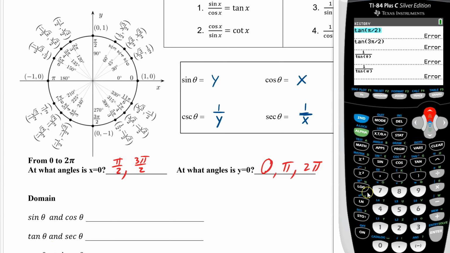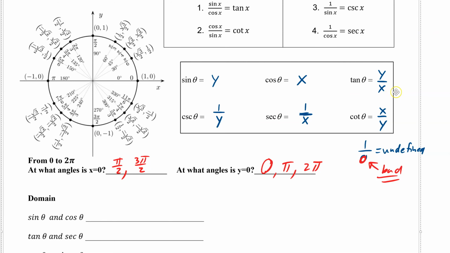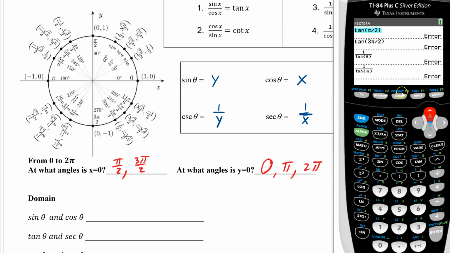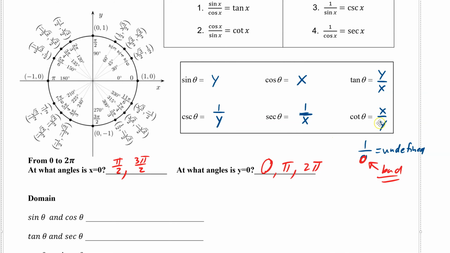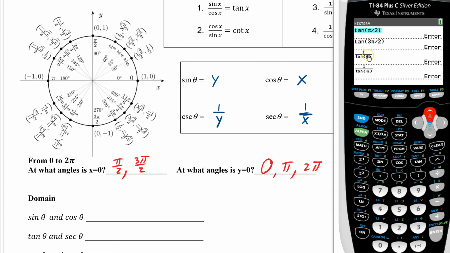So if we look at the calculator, you can see tangent of pi over 2 gave us an error. These are issues for tangent because it's a denominator of x. And x is equal to 0 at pi over 2 and 3 pi over 2. So tangent's going to have issues with that. And then cotangent is reciprocal. So again, that's now when the y is 0. So here at 0 and pi, and you can see 1 over tangent. So cotangent of 0 and cotangent of pi also give us errors.